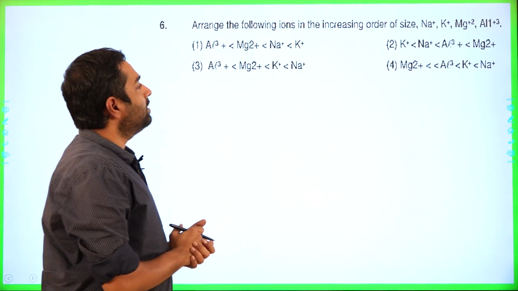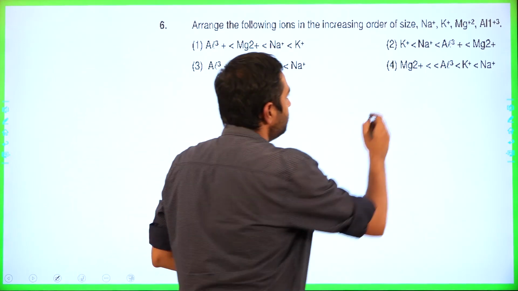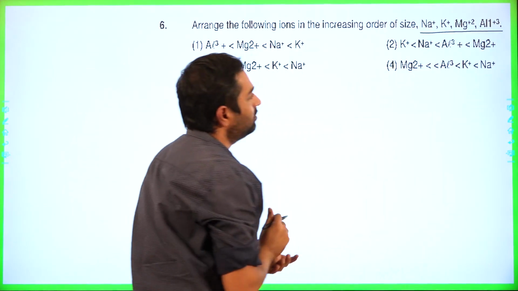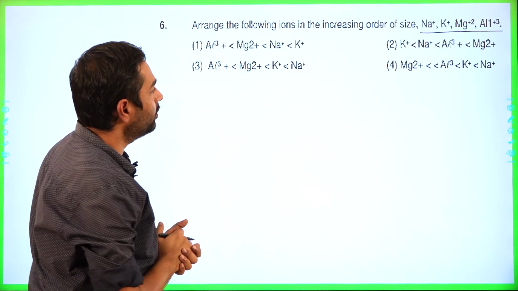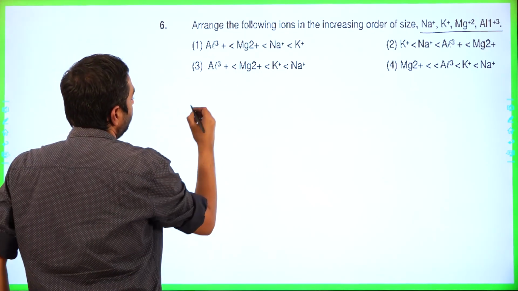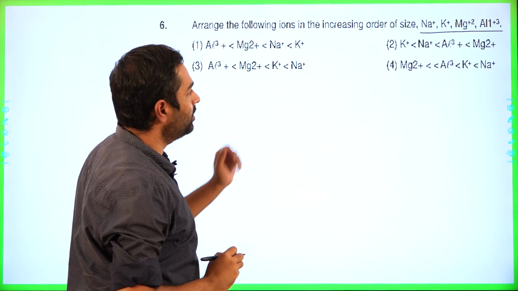Arrange the following ions in the increasing order of size. So we have sodium plus, potassium plus, aluminum 3 plus, and magnesium 2 plus. So we're going to be having Na plus, K plus, magnesium 2 plus and aluminum 3 plus.